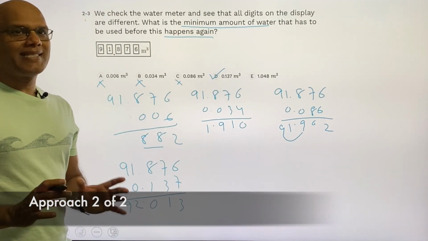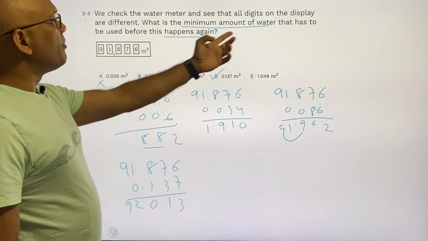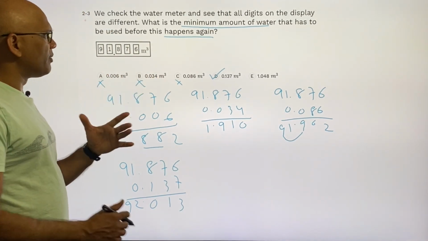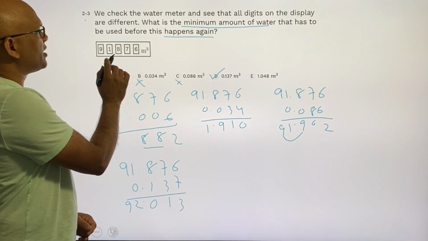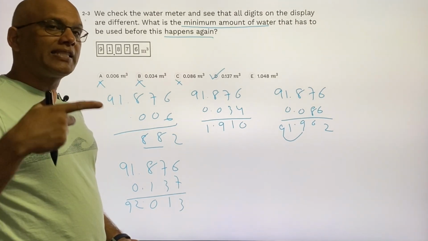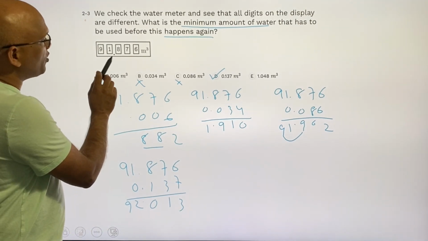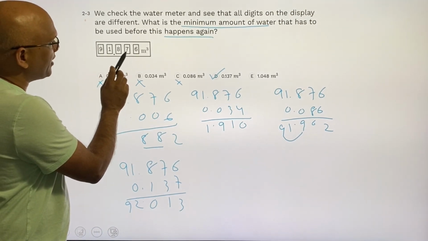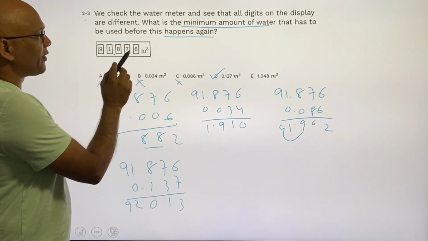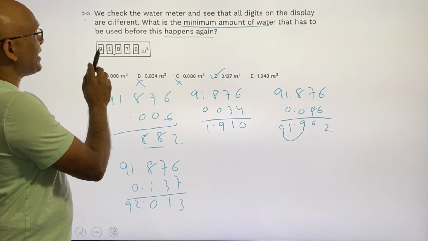All right, so actually there is another way you can think of this problem. See, we want the minimum amount of water that has to be used before this happens again, right? So what is the minimum, right? So the smallest amount it can measure is 0.001. So if you mentally start increasing by 0.001 and then see what can happen, right? So if let's say I increase 0.001, the 6 is going to be 7, right? The 7 is already there, right? So the two digits are the same, so it cannot happen, right? Even if I increase by 2, 8 is there. If I increase it by 0.003, 9 is also there, right?